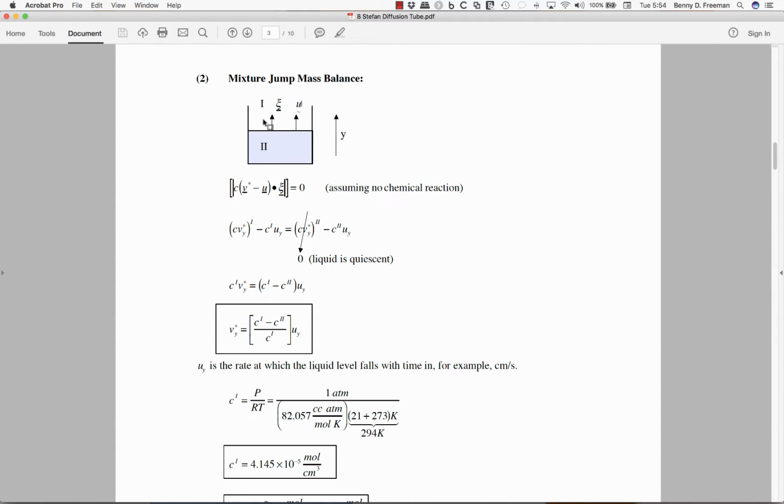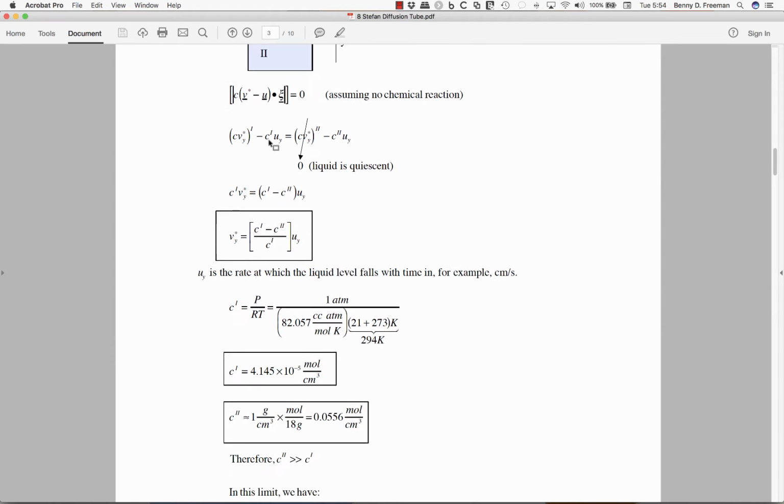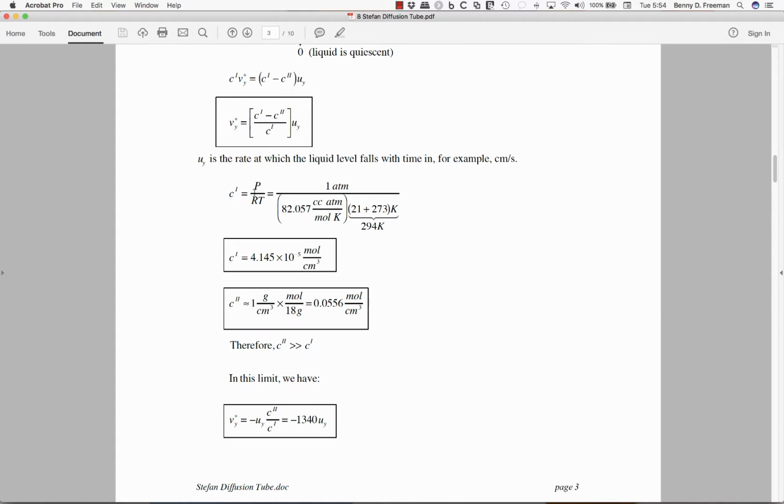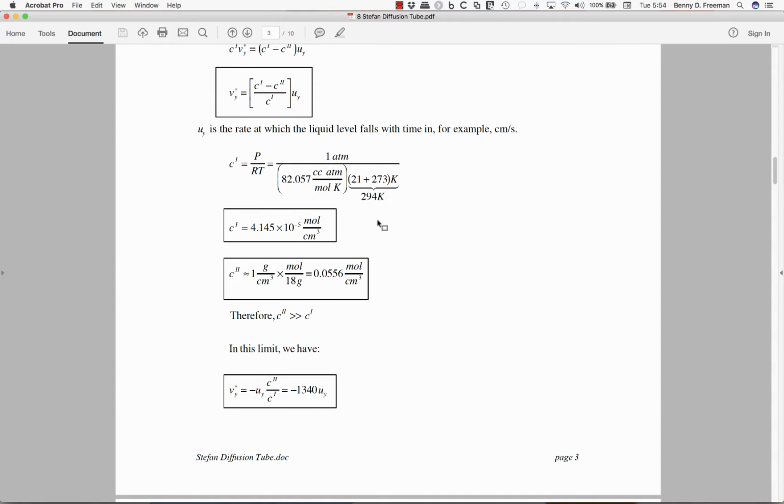So C1 is the concentration of the mixture in the gas phase. C2 is the concentration of the mixture in the liquid phase. So C1 we get just from P divided by R times T. It's on the order of 10 to the minus 5 moles per cc. That's gas phase molar concentrations.